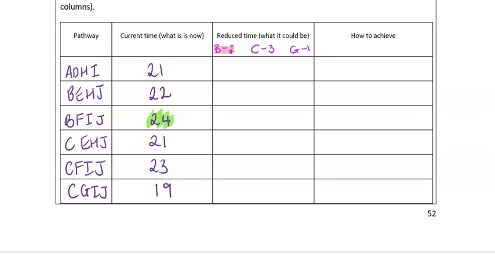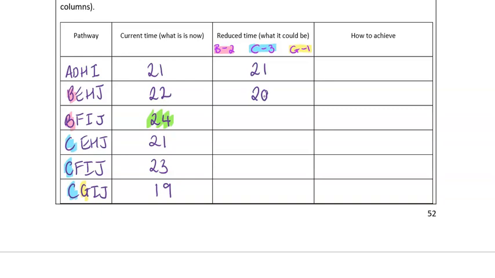That's where maybe highlighting the activities can come in handy to help you organize the information. So wherever you see those particular activities, they're the ones that you are going to reduce. Okay, so that means the first pathway here, ADHI, none of those activities can be reduced, so this time will still take 21 hours. The second pathway, BEHJ, I can take 2 hours off that activity B, which brings the total from 22 down to 20.